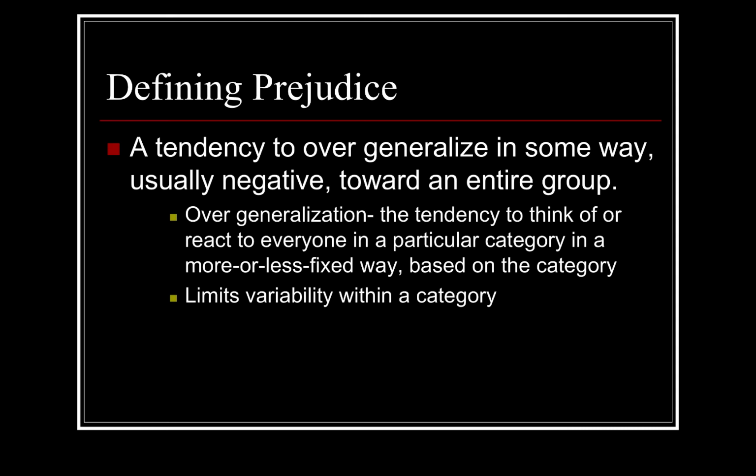Parts of prejudice: 1. Overgeneralization. It's the tendency to think of or react to everyone in a particular category in a more or less fixed way, based on the category. And secondly, overgeneralizing or prejudice limits variability within a category.